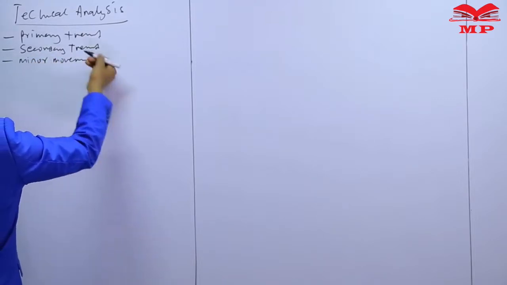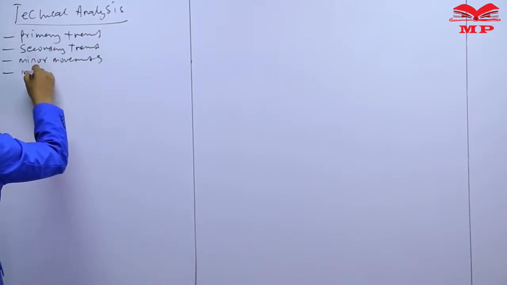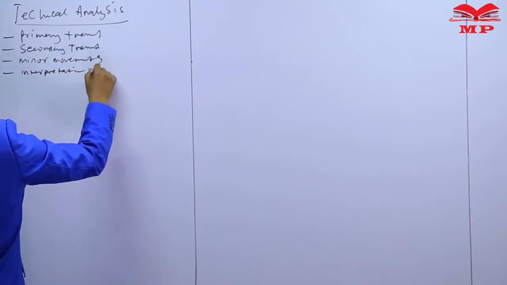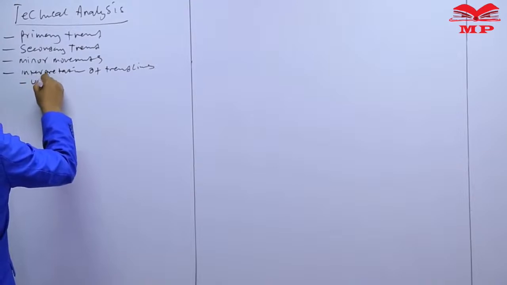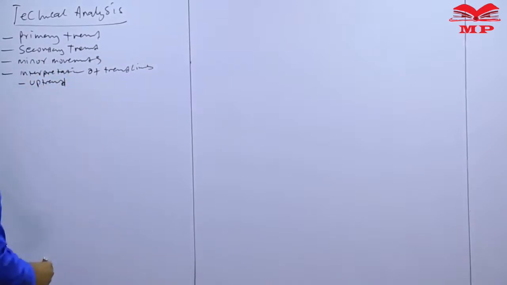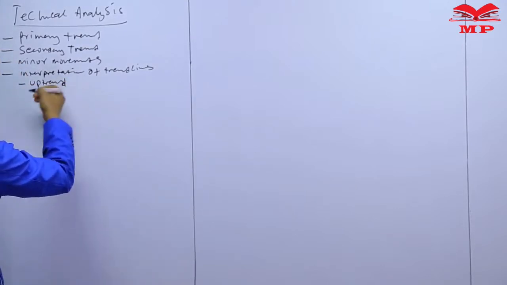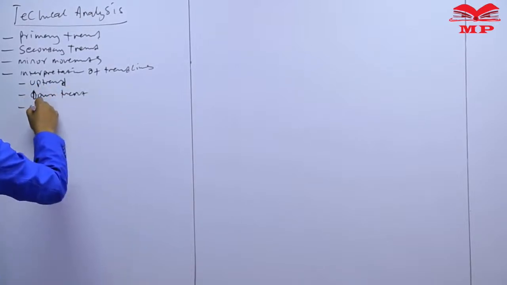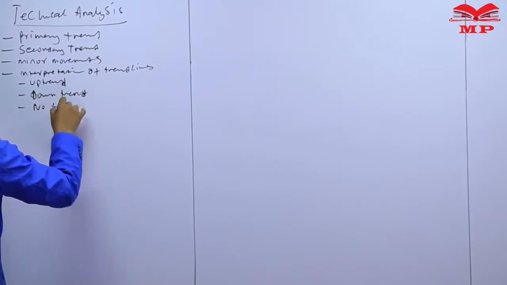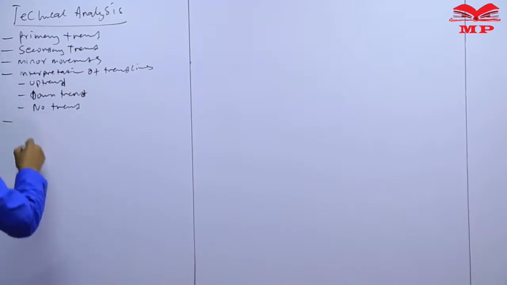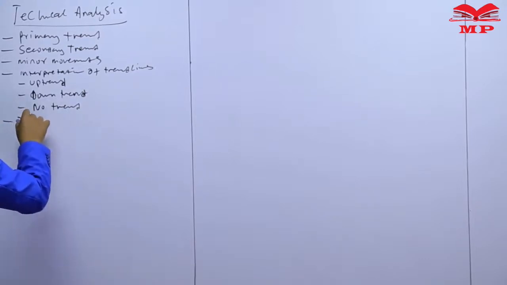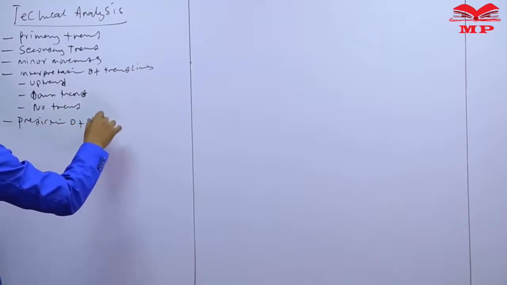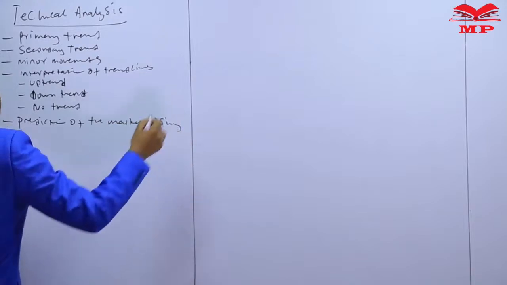Then we will look at the interpretation of trend lines. Here specifically we'll look at uptrend, then we will look at the downtrend and no trend. Then we will move ahead and look at the prediction of the market using the Dow theory.